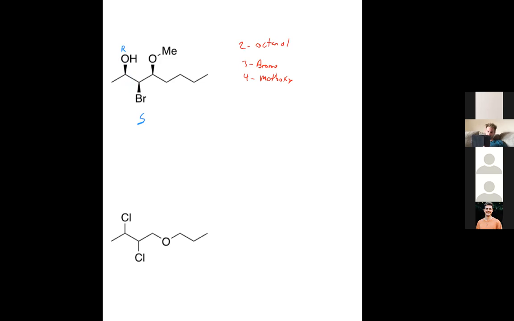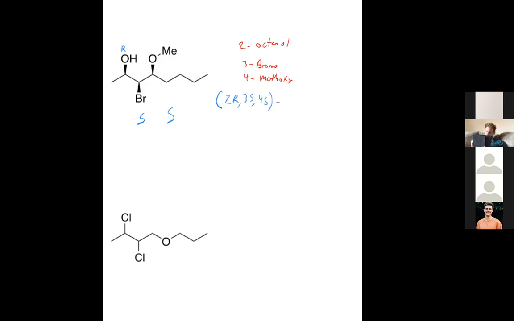Last stereocenter. Pretty straightforward one. Also going counterclockwise. This would also be S. We can put this all together. We're going to have a 2R, 3S, 4S.